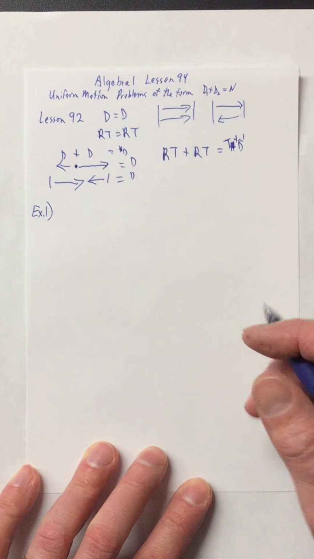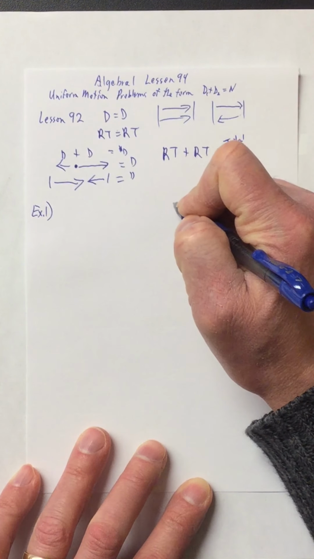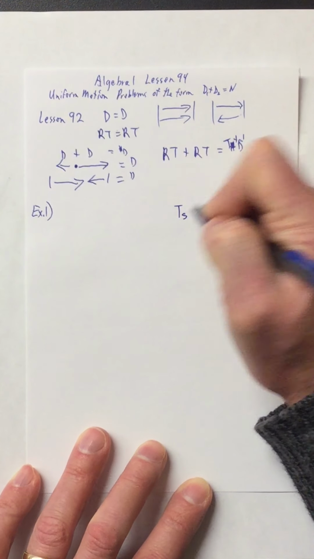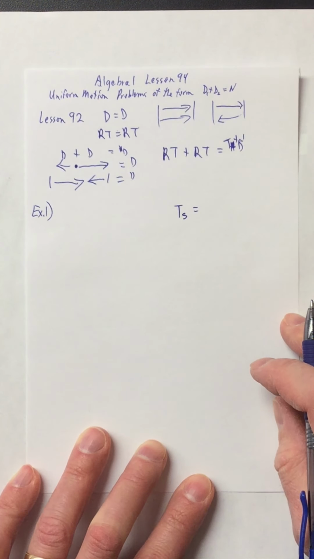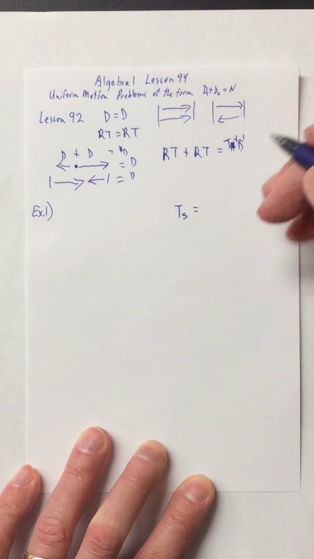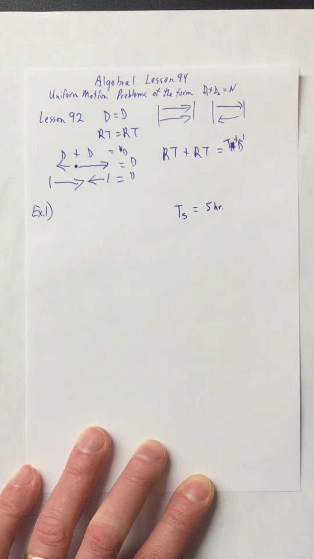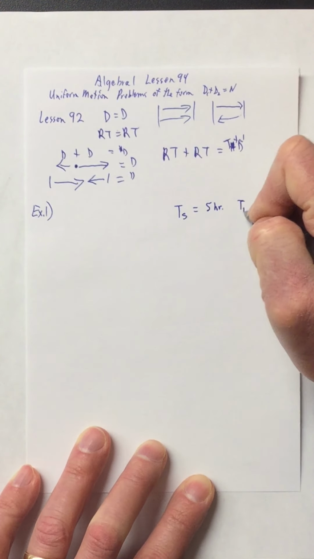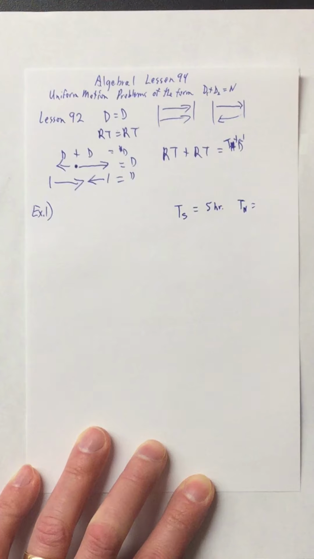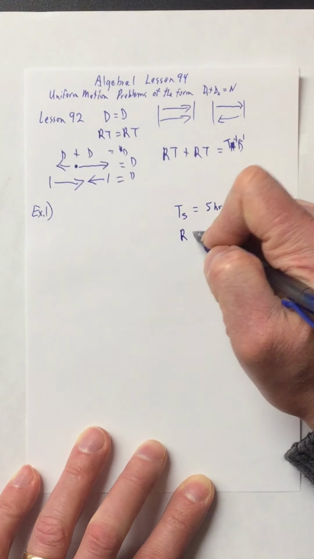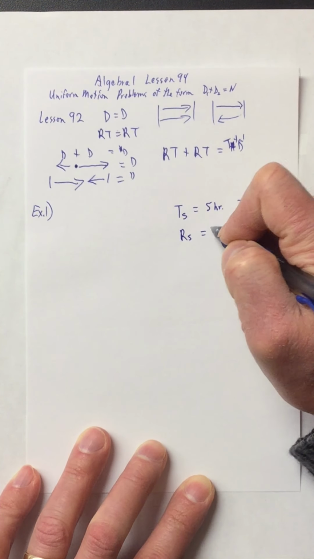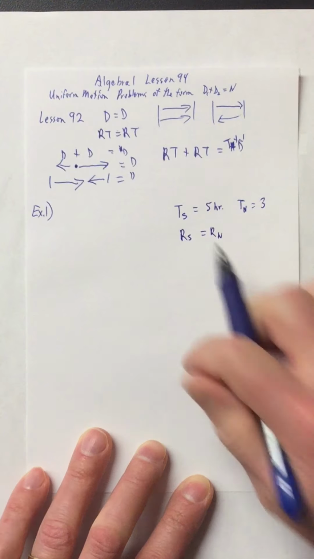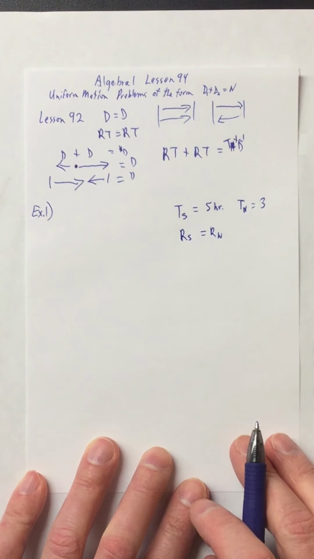What are some things that we know? Well, let's write them out here. The time of the southbound bus is equal to, well, if it left at 9 and we took the record at 2, that's equal to 5 hours. The time of the northbound bus, it left 2 hours later, so that's 3 hours. The rate of the southbound is equal to the same rate of the northbound bus. So there's the information that we have to work with.